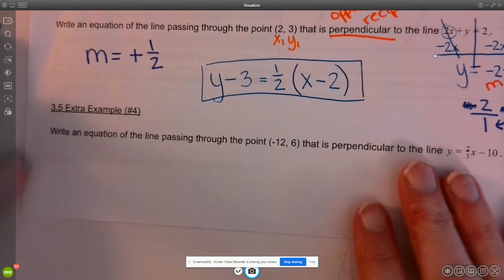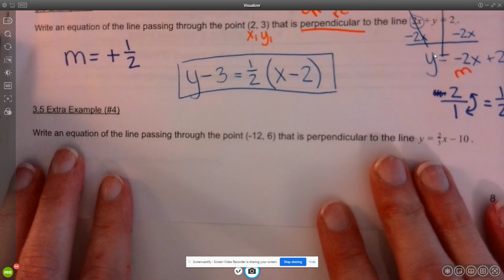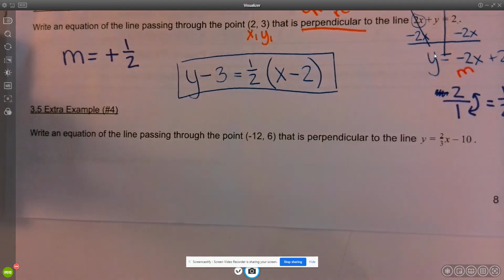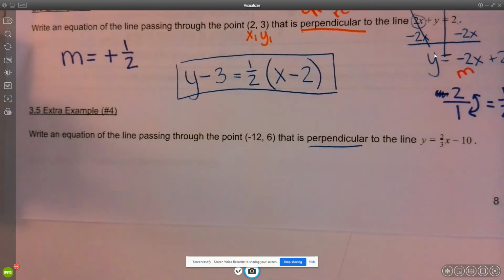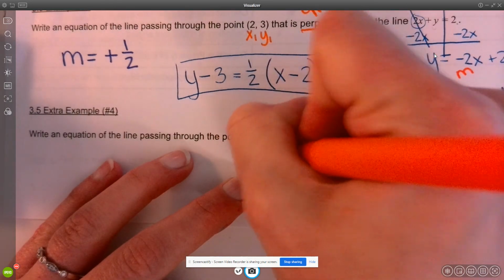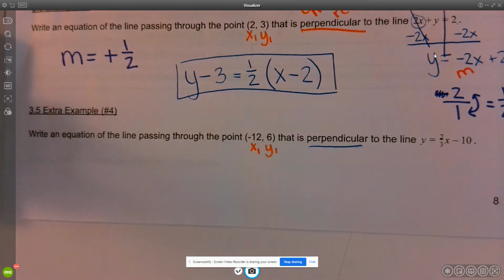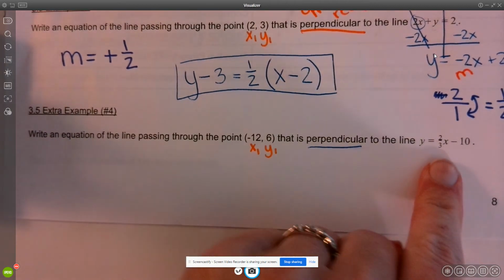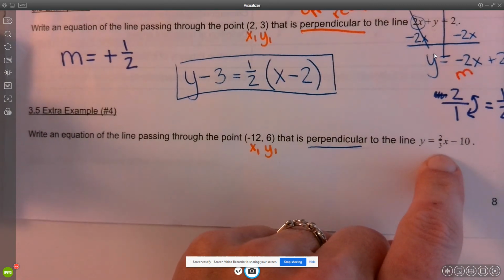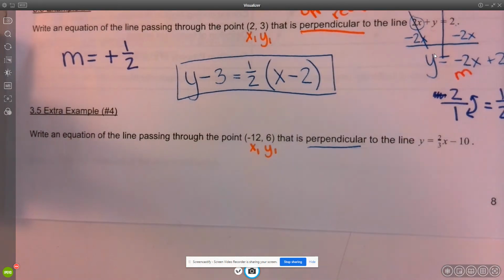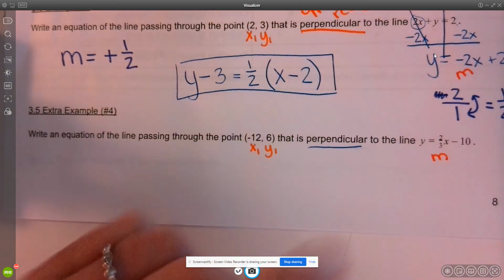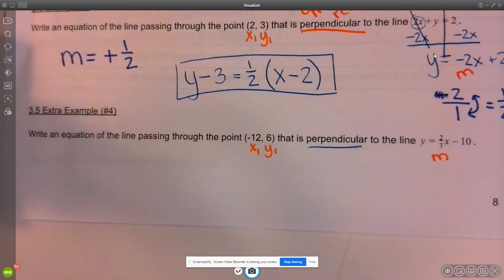And our very last example. Write an equation of the line passing through the point negative 12, 6 that is perpendicular to the line y equals 2/3 x minus 10. So I know this point I will label with x1, y1 because my equation needs to have that point in it. I also need to figure out what the slope of this line is so I can determine what the slope of my line needs to be. The slope of this line is positive 2/3. It's in front of x. It was in slope-intercept form.